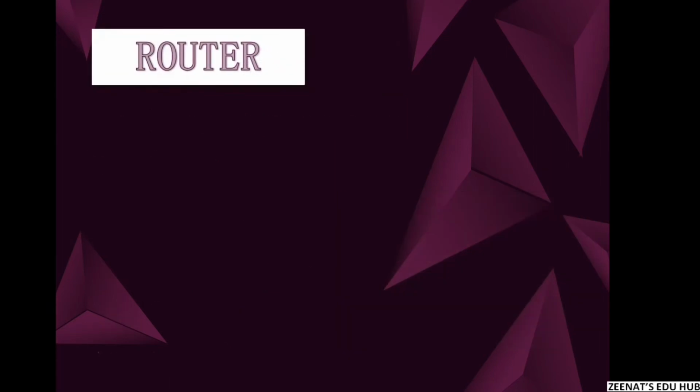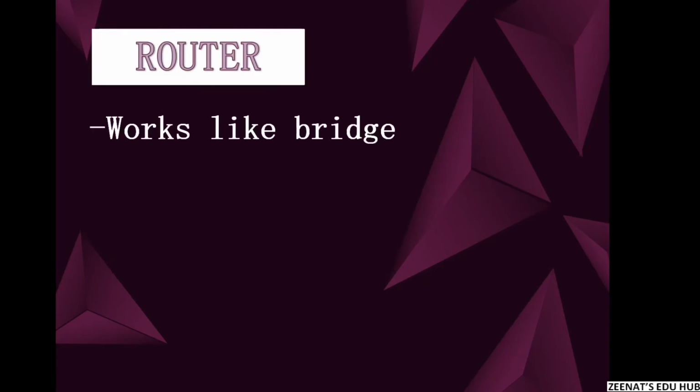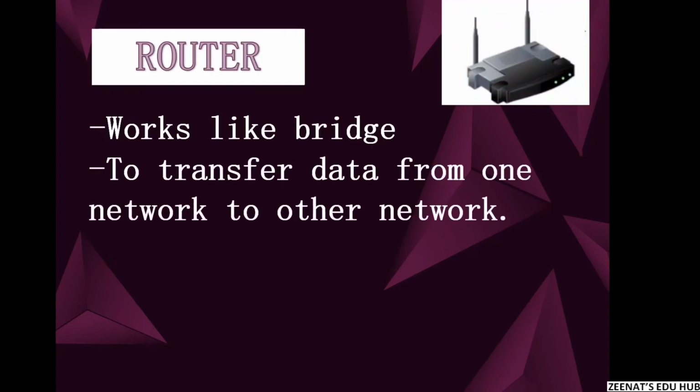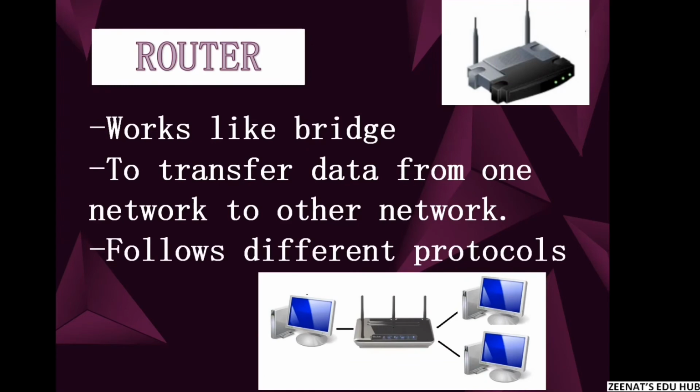Next device is router. When there are different types of networks, then for communication, router is used, as it is a network device which works like a bridge, that is, it sends or receives data from one computer or network to another network. It can handle networks that follow different protocols.